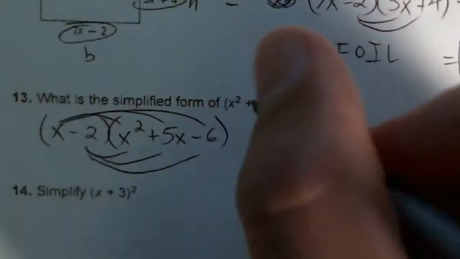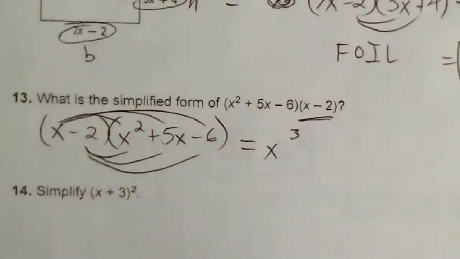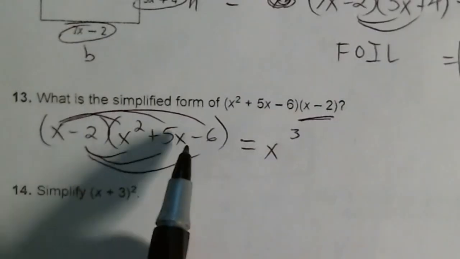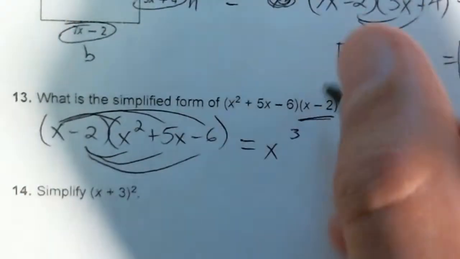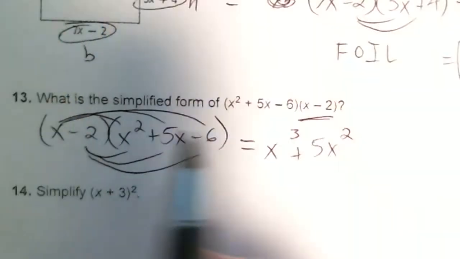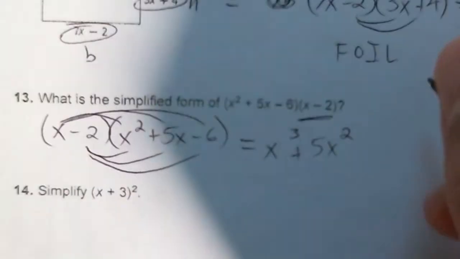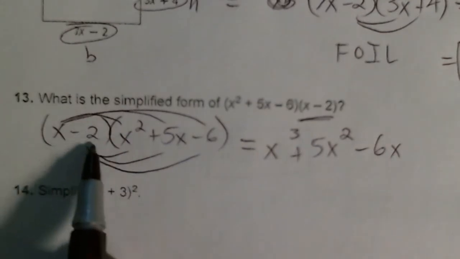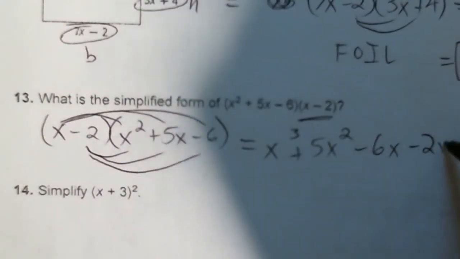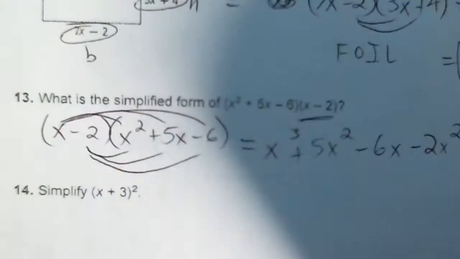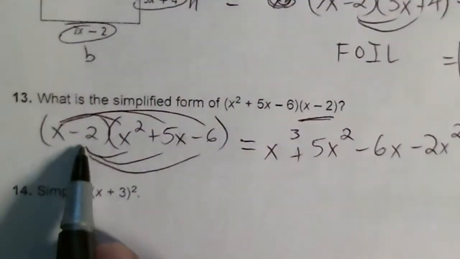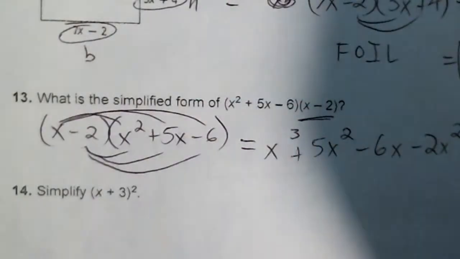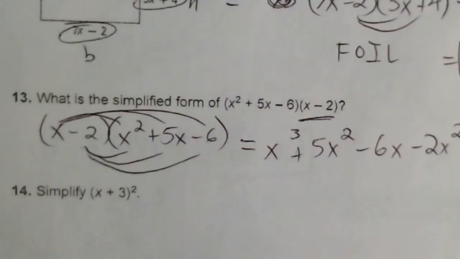So x times x squared is x to the third. Add those exponents. Get water to that flower. X times 5x is 5x squared. Water to that flower. X times negative 6 is minus 6x. Okay, get sunlight to this flower. Negative 2 times x squared is minus 2x squared. Sunlight to that flower. That's minus 10x. And sunlight to that flower. Negative times a negative is a positive.